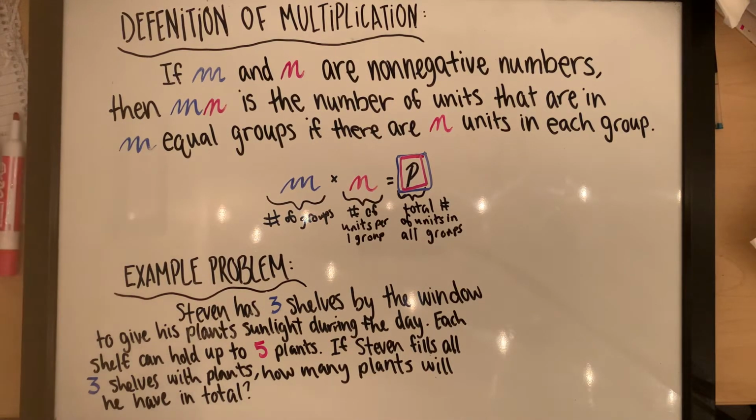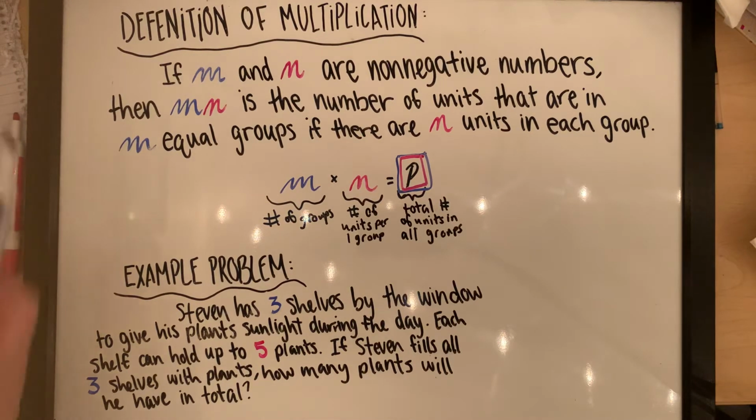So to help better understand this definition, I wrote a little example problem to break it down. Stephen has 3 shelves by the window to give his plants sunlight during the day. Each shelf can hold up to 5 plants. If Stephen fills all 3 shelves with plants, how many plants will he have in total?